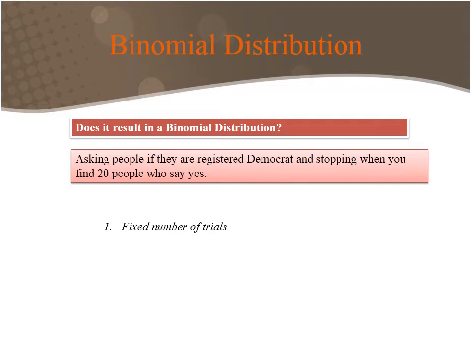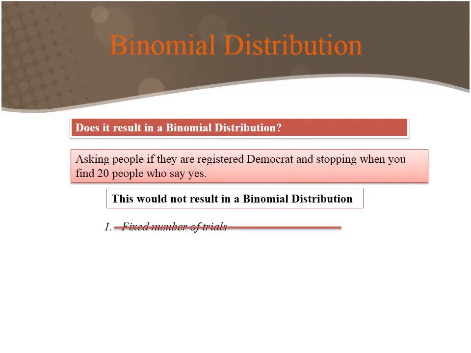There could be 100 different people we have to ask before we get 20, or there might only be 22 people before we get 20, or there might be 20 people that we ask before we reach 20. We just don't know. And so there's not a fixed number of trials, so we would say this would not result in a binomial distribution. But keep in mind, even though this might not result in a binomial distribution that we're talking about in this section, it may result in some other type of distribution.